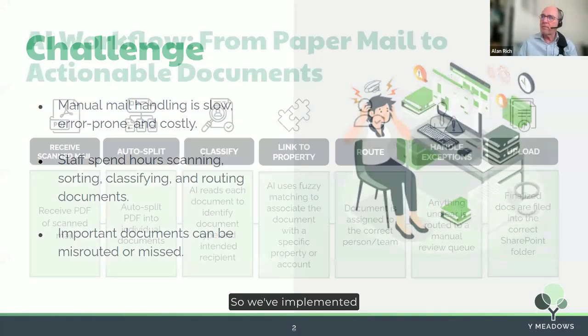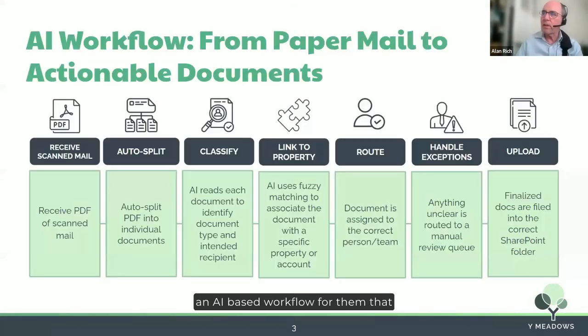So we've implemented an AI-based workflow for them. First, they scan everything in, just in batch, in their mailroom, and we receive these giant PDFs of scanned mail. The first thing we do is we split them into individual documents automatically. Then we have a classification engine that takes each document and classifies it to figure out who it is and extracts all the information.